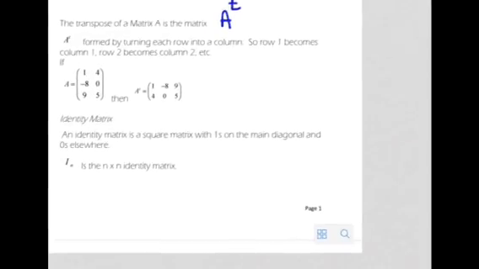Another important thing that we'll talk about is an identity matrix. An identity matrix is a square matrix. So again, a square matrix is when it has the same number of rows as columns. And an identity matrix has 1s on the main diagonal and 0s everywhere else. In general, I sub n implies the n by n identity matrix. On the next page, I'll show you some examples.